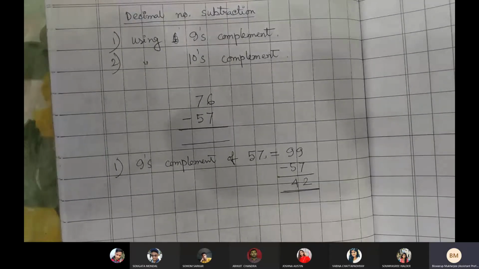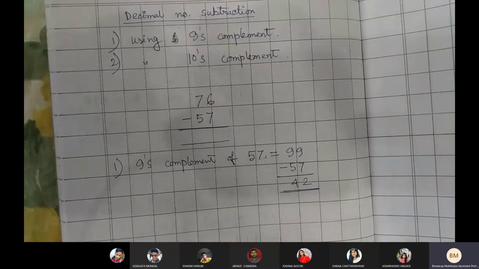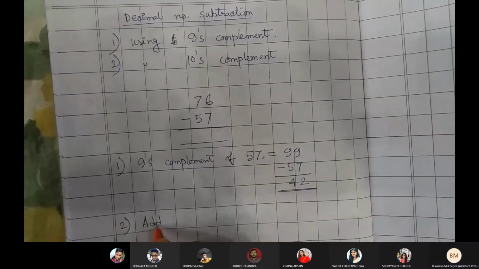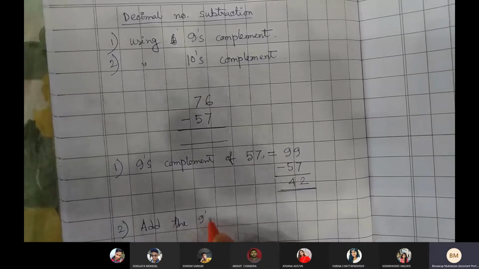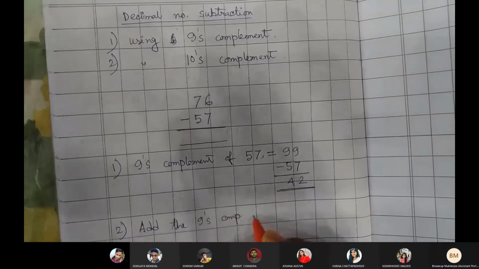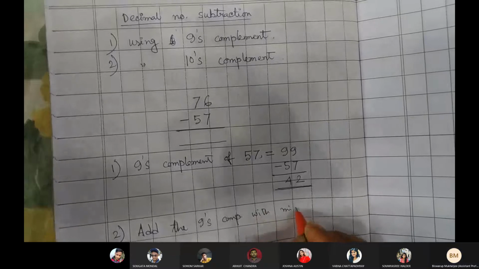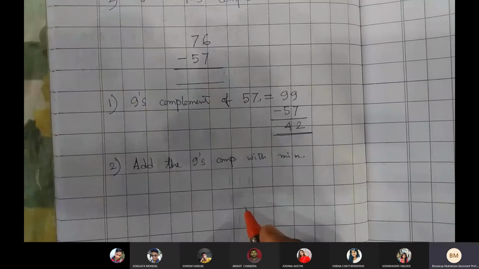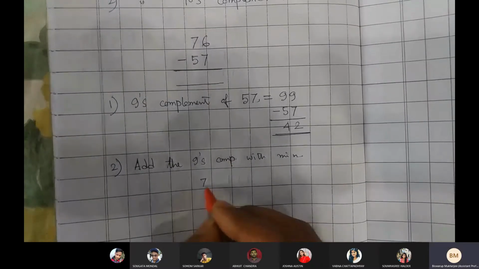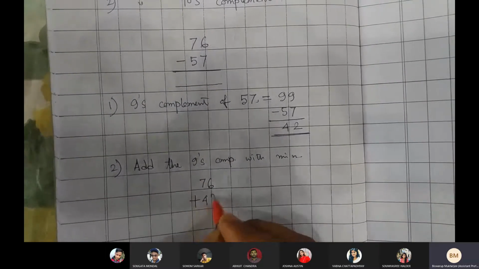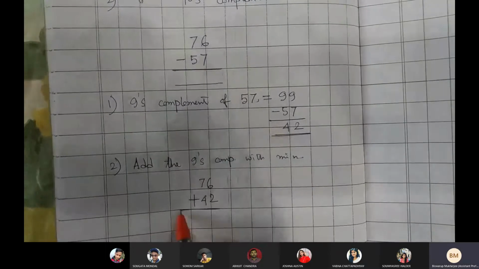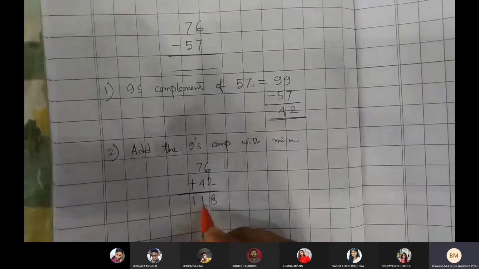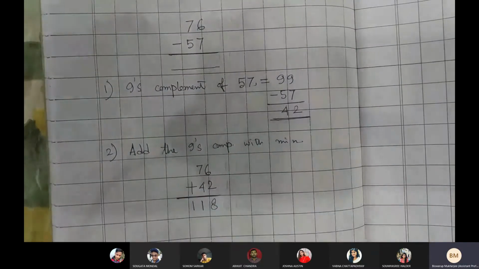So that is the nines complement of 57. Now, number 2, add the nines complement with minuend, right? So minuend is 76 plus 42, right? So what is that? It's 118, right?